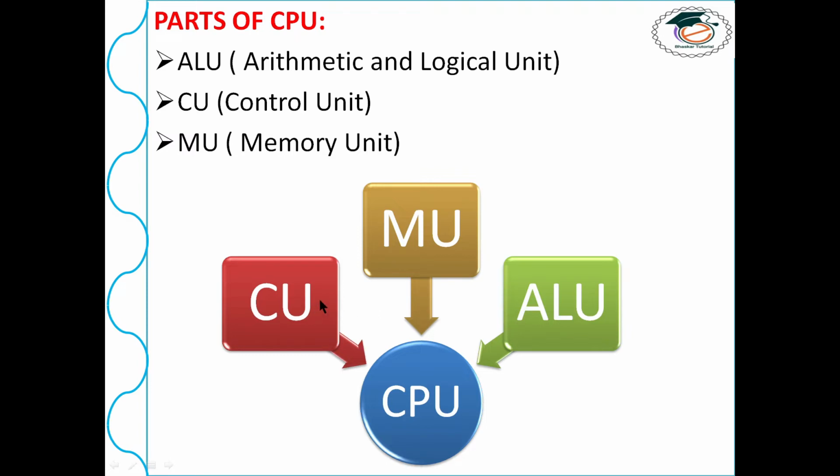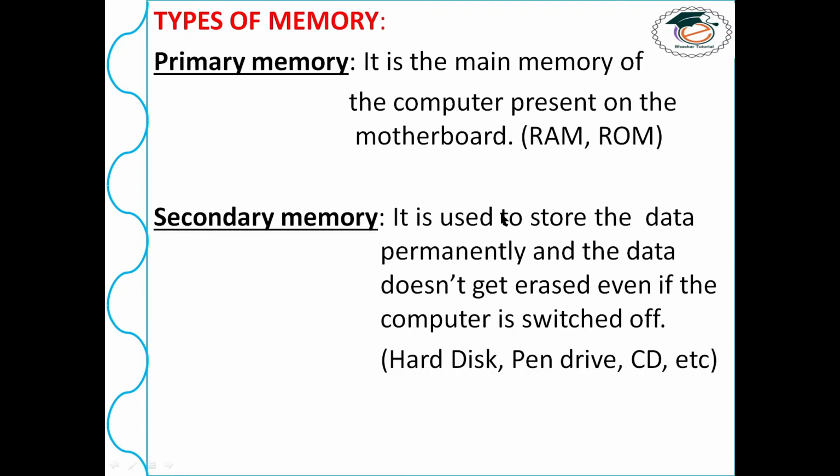The control unit controls all the devices of the computer system. The arithmetic and logical unit does only the mathematical work. And the memory unit does whatever memory related things. So we will study very nicely. Keep this picture of the three parts of the CPU in mind.